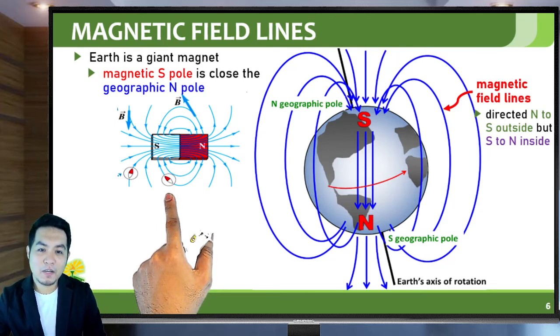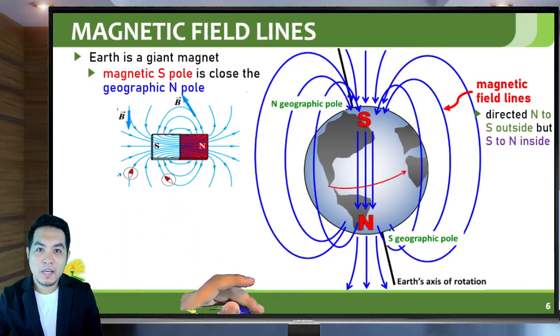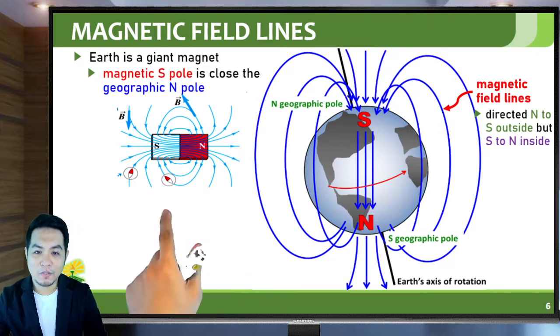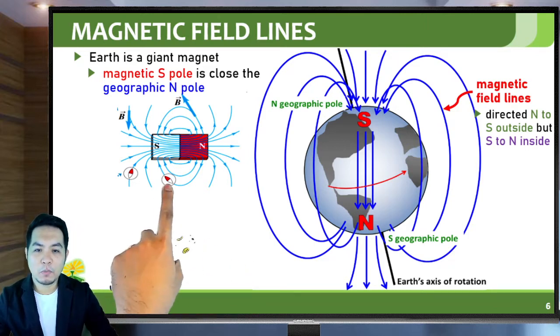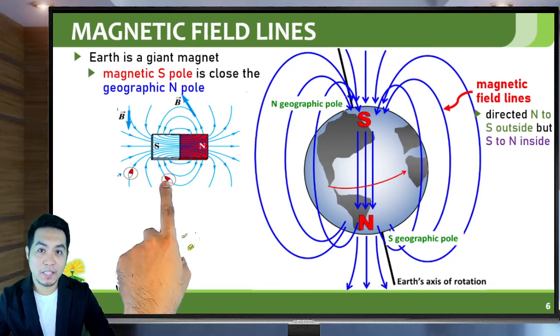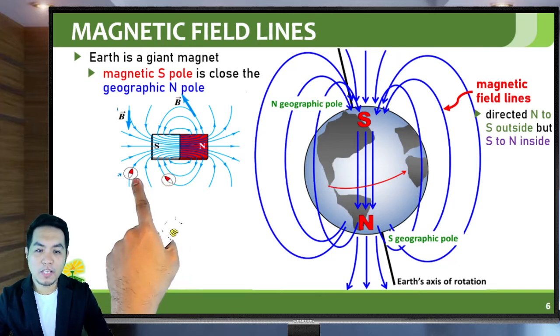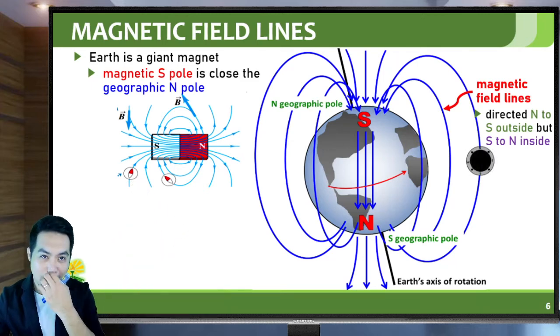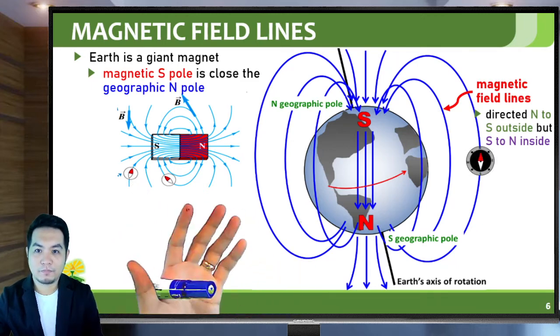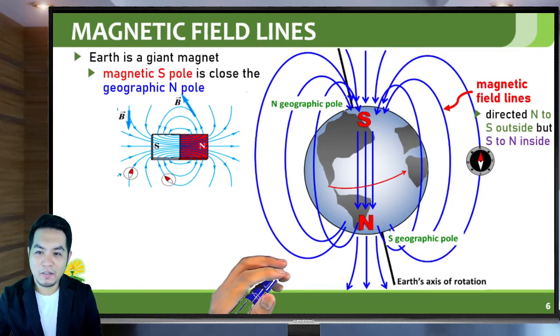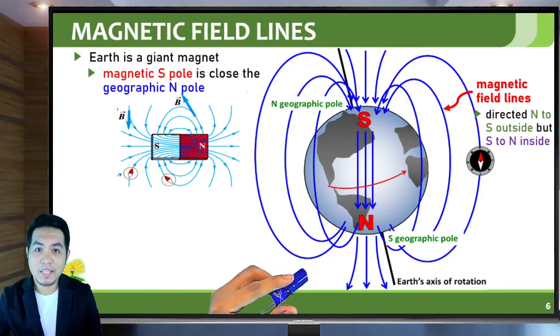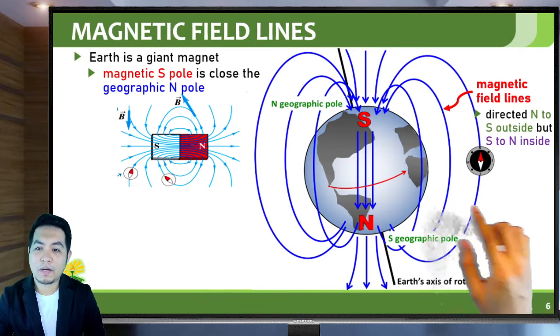So when you place a compass near a magnet, it basically aligns itself with the magnetic field line. So if you put a compass here, it will align with the direction of the magnetic field at that point. If you put a compass there, it will just align with the magnetic field at that point. Similarly, if you put a compass near the Earth, it will align with the Earth's magnetic field at that point.